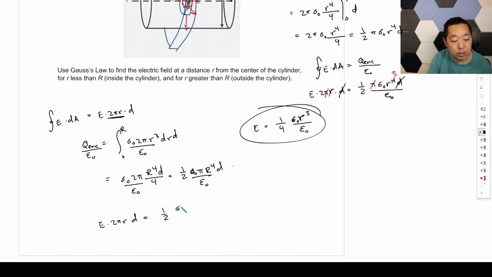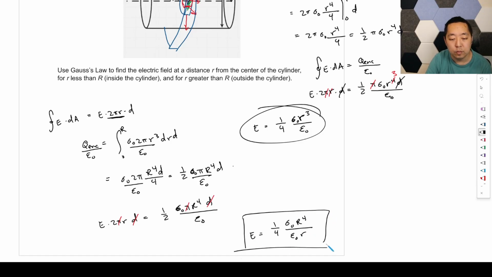1/2 sigma naught pi r to the 4th d over epsilon naught. And then we can cancel out the d's. We can cancel out one of the pi's. The big R doesn't cancel, so we just divide by 2r. So it's going to be 1/4 sigma naught big R to the 4th over epsilon naught times r. This is for r less than big R. This is for r greater than big R there.